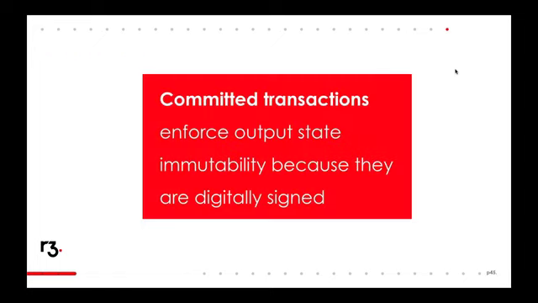So this is just a quick recap point here. Committed transactions enforce output state immutability because they are digitally signed. So if you do not digitally sign your transaction, then it cannot be guaranteed to be immutable, so another party or peer on the ledger could potentially change it.